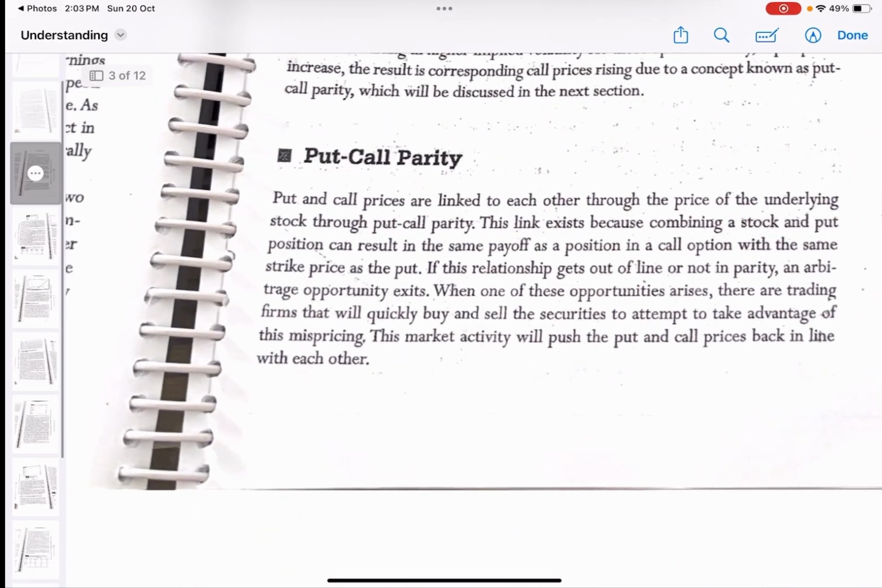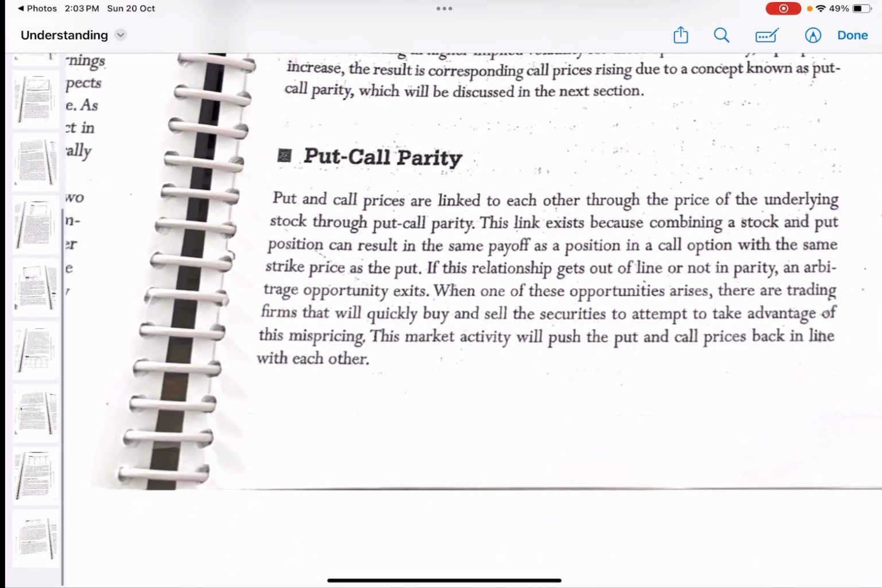Now, put call parity is something which is very, very frequently talked about in the option space. Let's try to break that down. Put and call prices are obviously linked to each other because both of them are linked to the price of the underlying stock or instrument. That is what is known as put call parity. It means that a put and call have to be related and linked to each other, I wouldn't say in equilibrium, because at the end of the day they both correspond to the same underlying.